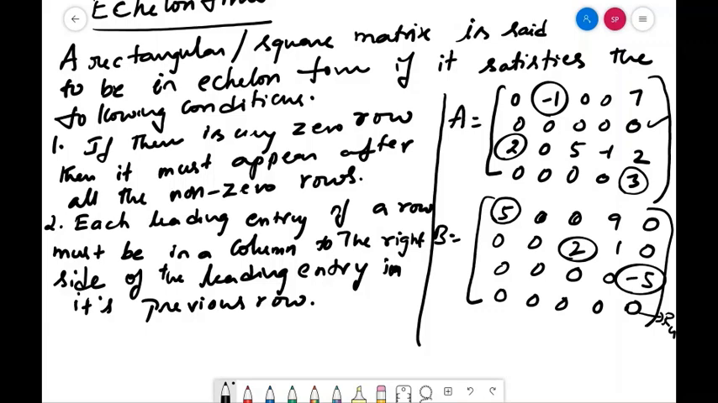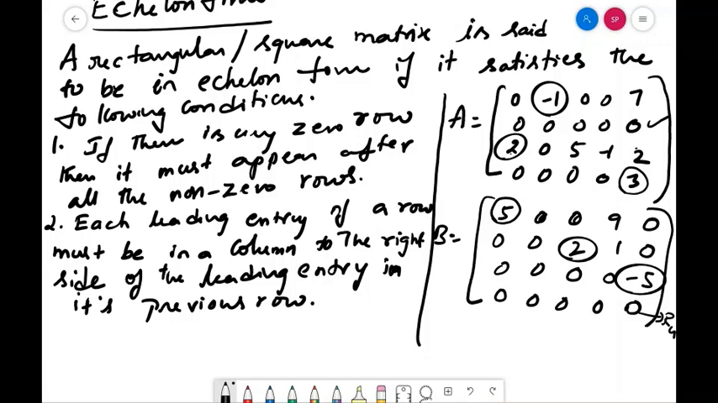Let us look at point 2 again. Each leading entry of a row must be in a column to the right side of the leading entry in the previous row. The previous row having a leading entry is row 1, which has minus 1. According to this condition, this 2 must be in a column to the right of minus 1. That means this 2 must be in the third, fourth, or fifth column, but I have it in the first column, to the left side of minus 1. So matrix A is not satisfying condition 2.